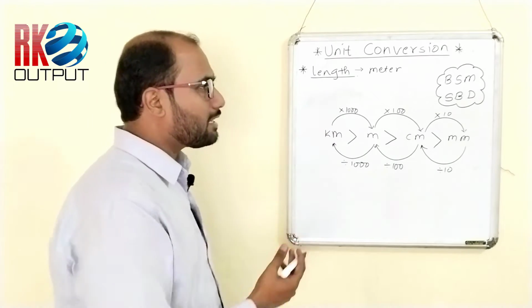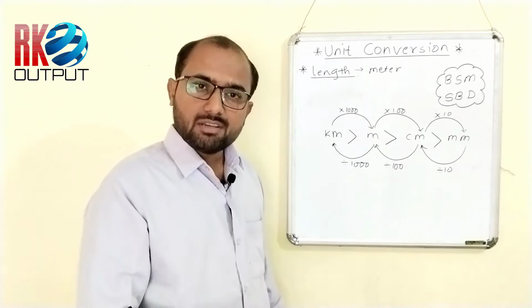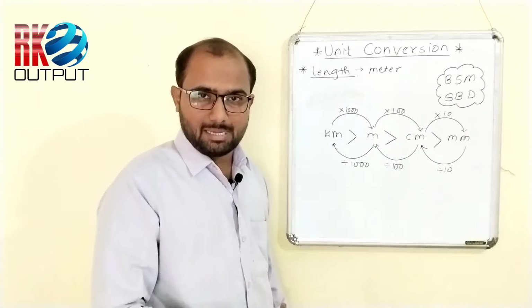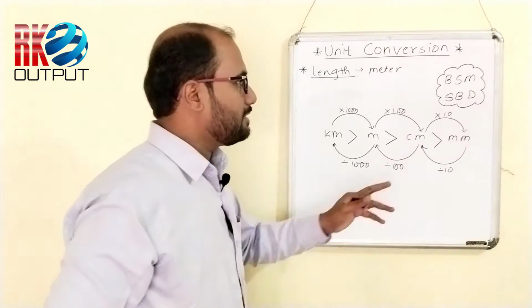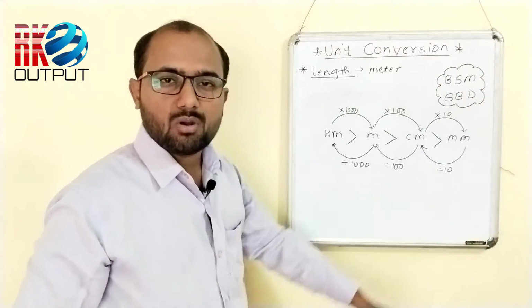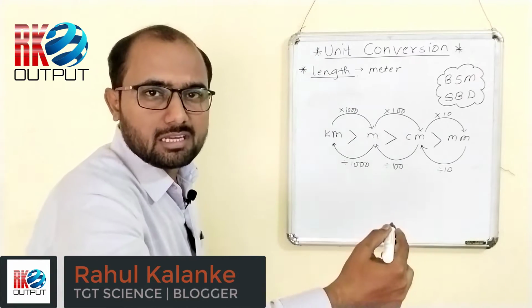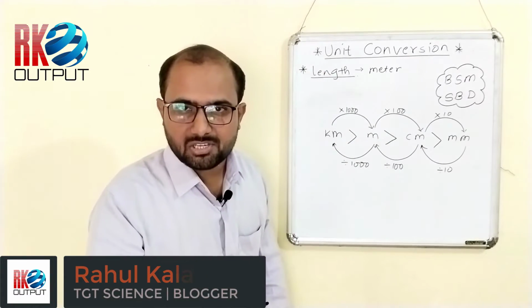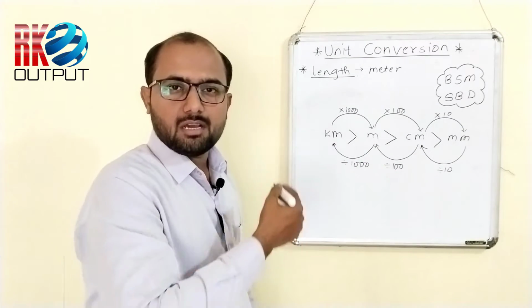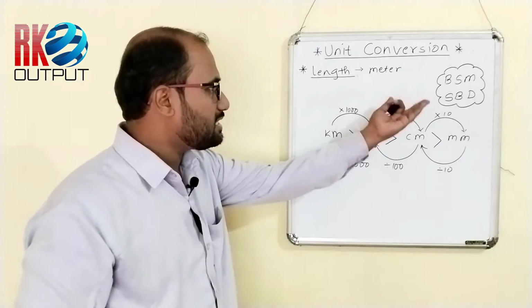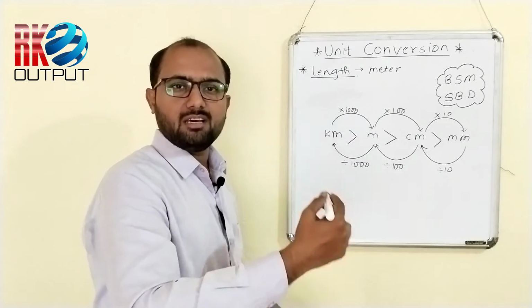Now while converting, students are facing the main problem over there: where to divide, where to multiply. Now I have a very simple trick that we have to use, that is BSM. Now what is meant by BSM? BSM means bigger to smaller, then we have to use multiplication. What is BSM? Bigger to smaller multiplication. And what is SBD? Smaller to bigger division.